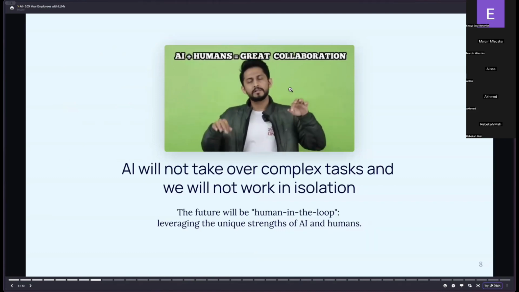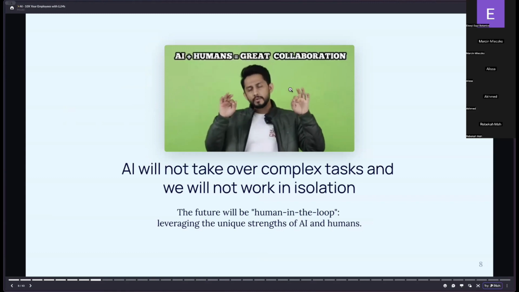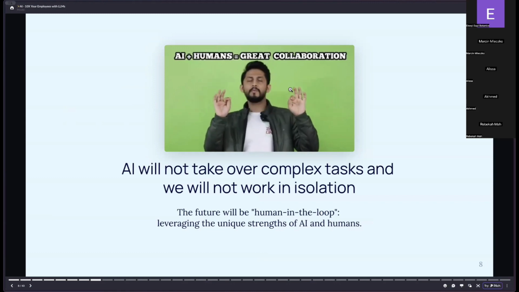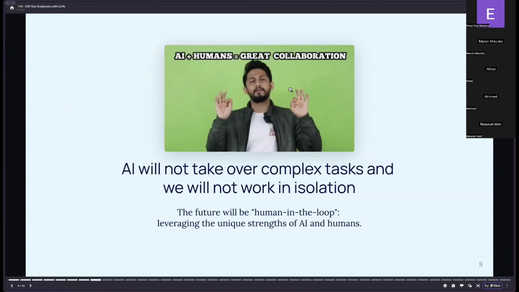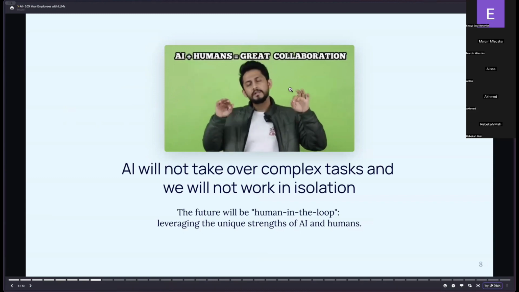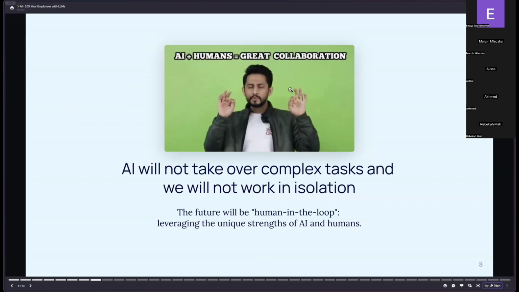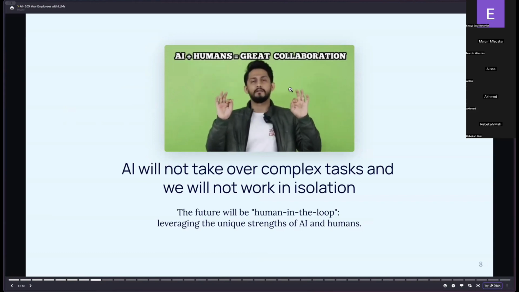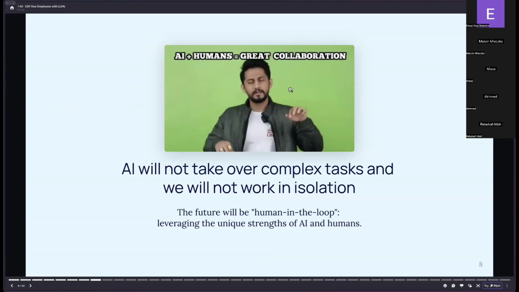It will never take over the most complex tasks. And also we won't see the extreme where most tasks, especially knowledge work, will be done in isolation or by a human alone. We already see in most tools that AI is being integrated, across Microsoft, across Google, and this will be the future. It will always be human in the loop, where you combine AI and humans working together and get the best results, where you use AI for its raw power and speed, and the human for defining the problem, refining the output, and the more creative stuff.